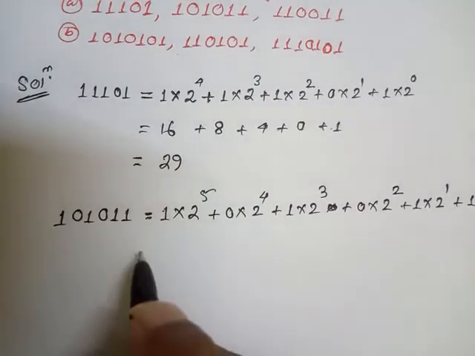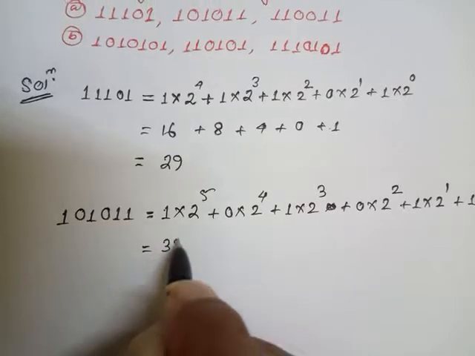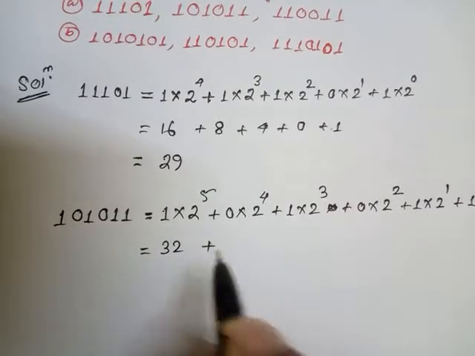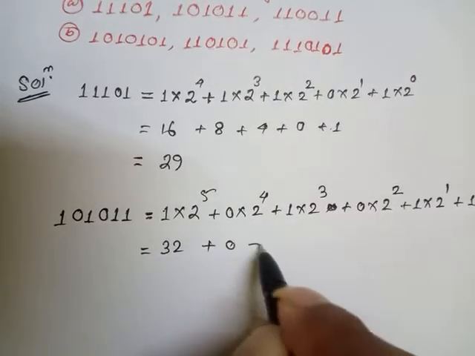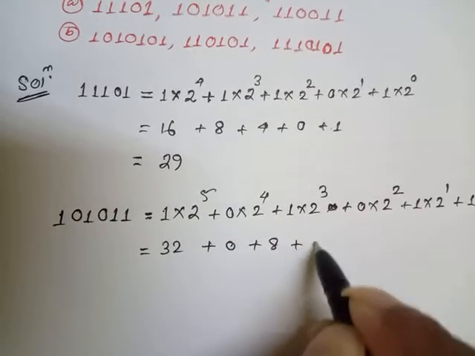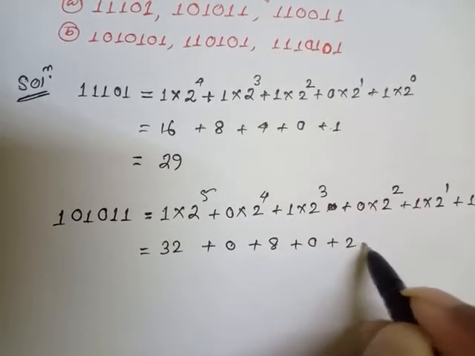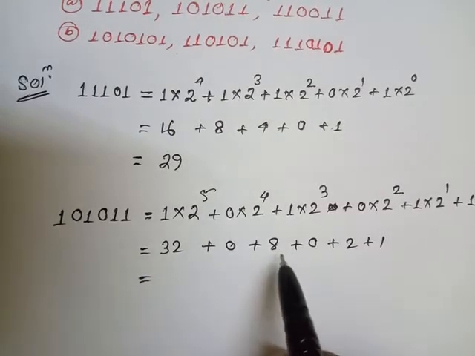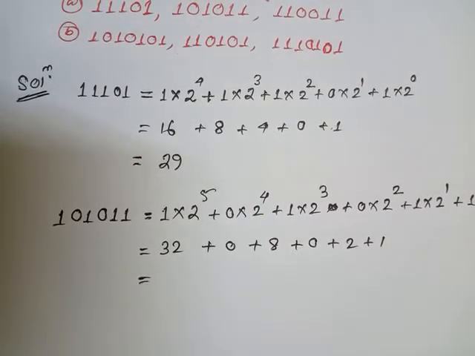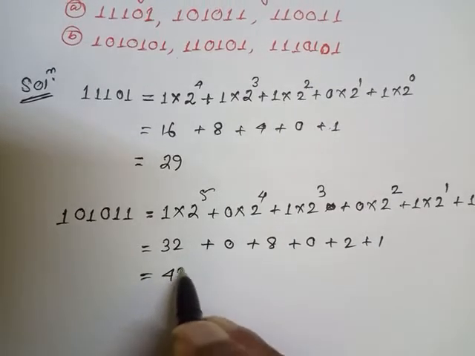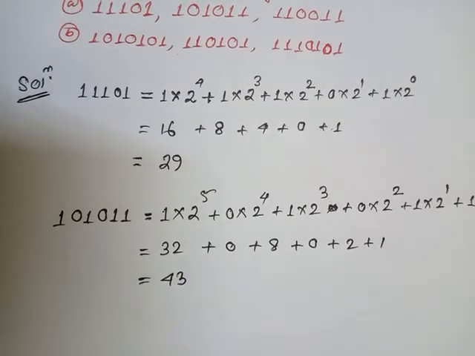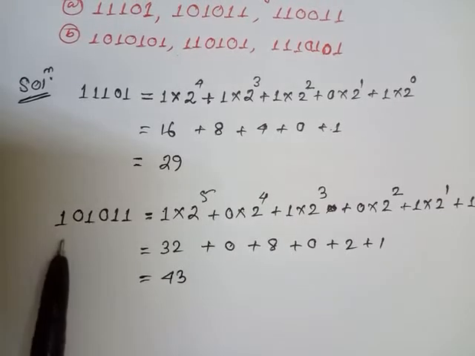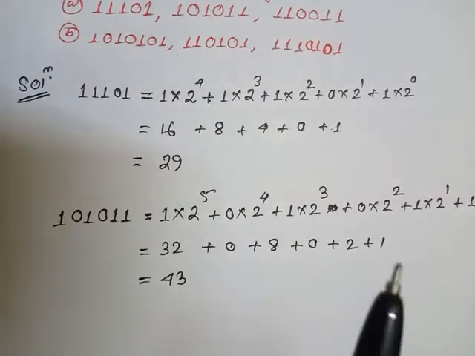Now 2 to the power 5 is 32, and this is 0. 2 cube is 8, again 0, there is 2, and the last one is 1. Now look here, 32 plus 8 means 40. 40 plus 2 is 42, plus 1 is 43. This is 43. So 43 is the decimal value of binary 101011.